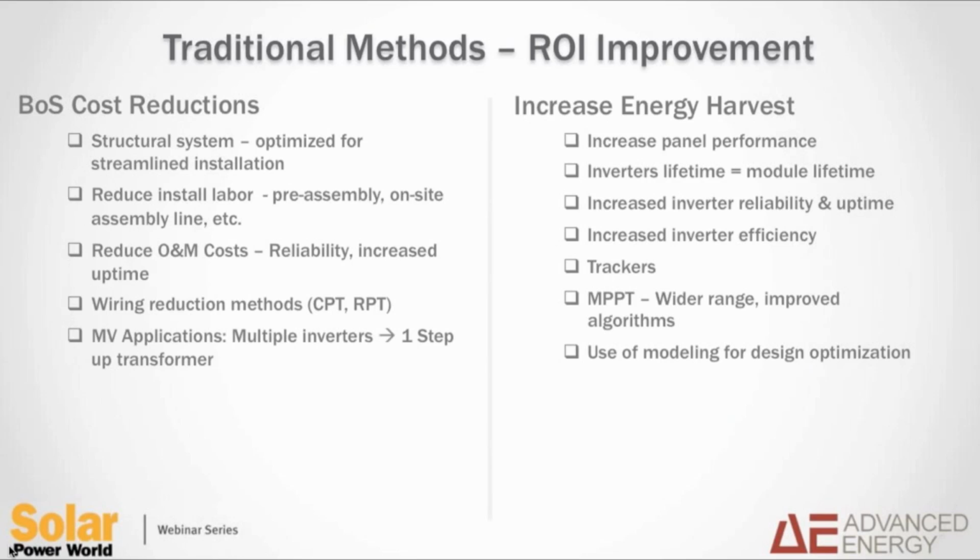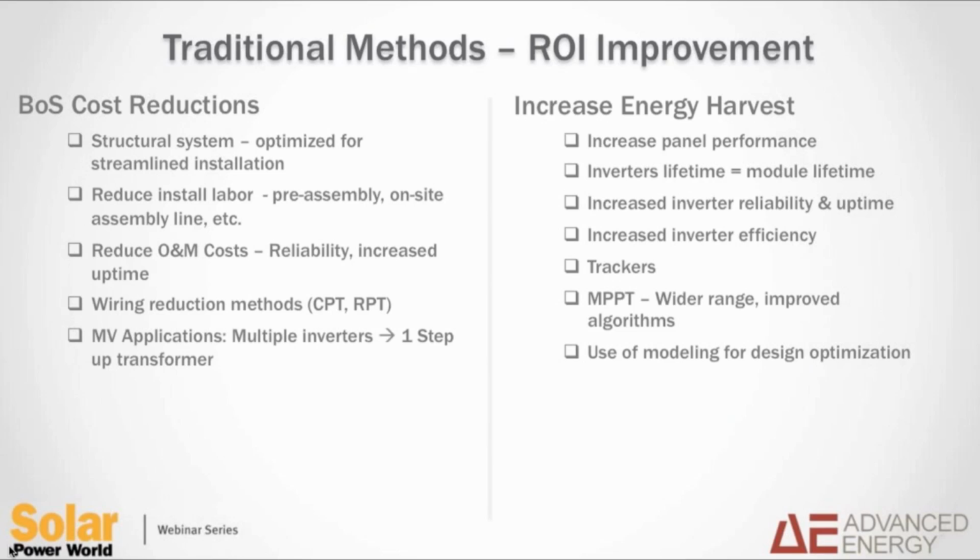As far as some traditional ROI improvement methods, there are quite a few out there, and I think there's still plenty of room in a lot of these areas to cut capital costs and increase energy harvest. The racking and structural systems of commercial rooftops are a great example. If you look at GTM data, for example, on say a $3 per watt commercial rooftop installation, these two subsystems can cost on the order of 35 cents a watt, which is almost 10% of the total.